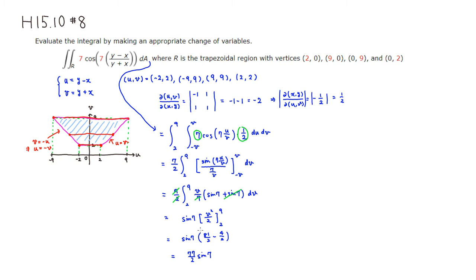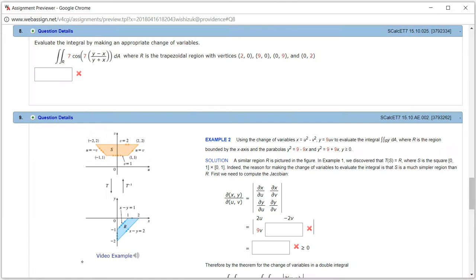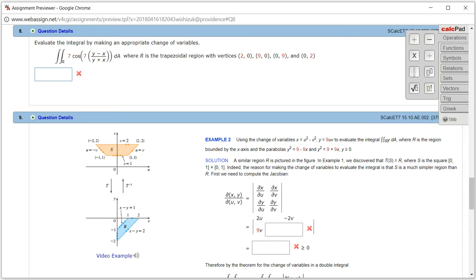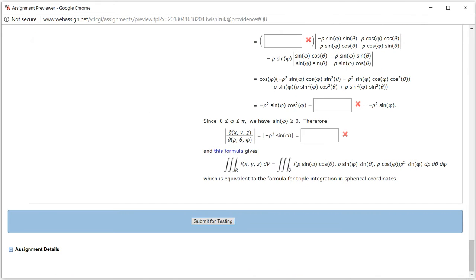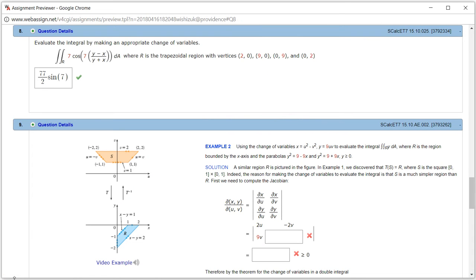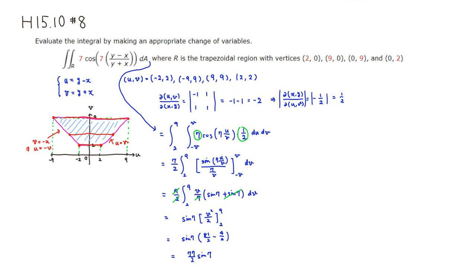All right, so let's type it in. So we got 77 over 2, then we have a sine of 7. Let's check the answer. Submit for testing. It came back and looks like we got this one correctly. All right, that's it. I hope that this was clear.